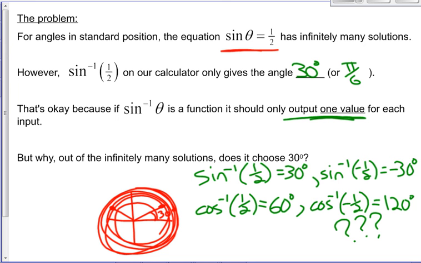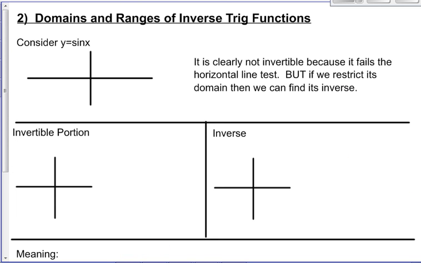To really explain what's happening, we have to look at the graphs of sine, cosine, and tangent, and we have to set them up so that they're invertible. Now, if you want to skip over all that and go straight to the practice or straight to the end result, that's fine. But we're going to set it up so that we know where this all comes from.